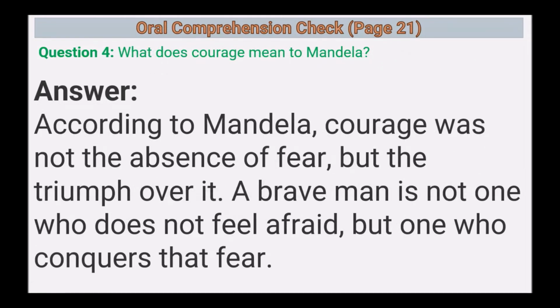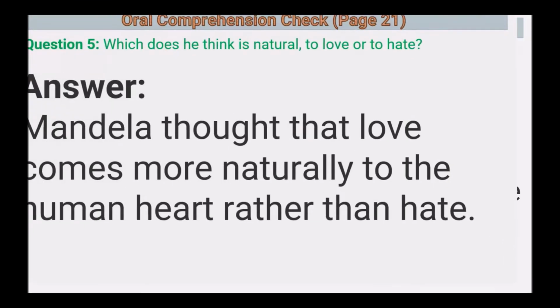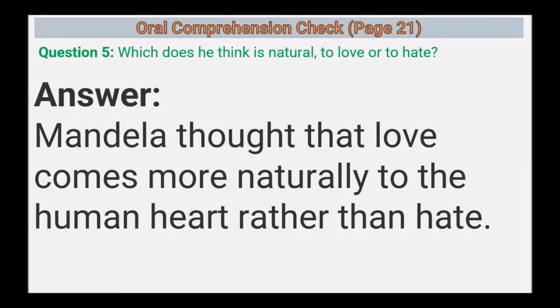What does courage mean to Mandela? According to Mandela, courage was not the absence of fear, but the triumph over it. A brave man is not one who does not feel afraid, but one who conquers that fear. Which does he think is natural, to love or to hate? Mandela thought that love comes more naturally to the human heart rather than hate.